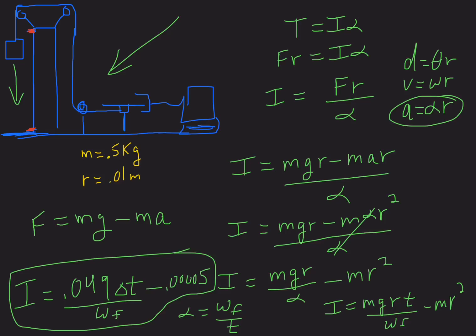If I want to figure out the rotational inertia of this wheel or anything on the wheel, I'm just going to drop the mass. I'm going to take 0.049 times whatever the time it took, divided by the max angular speed of the platform, minus this 0.00005, and I'll have a calculation for the rotational inertia of the item.